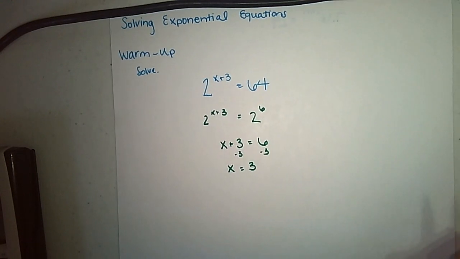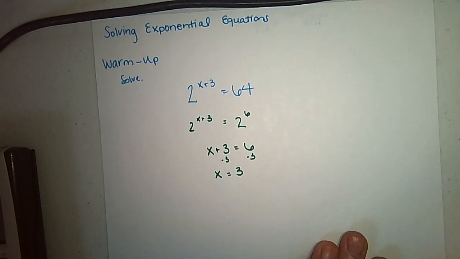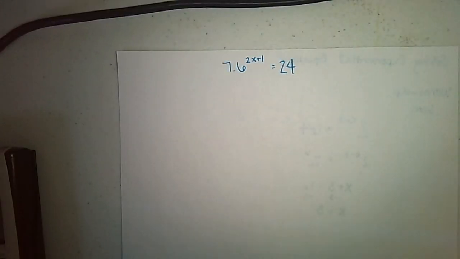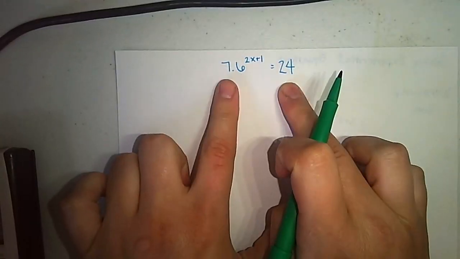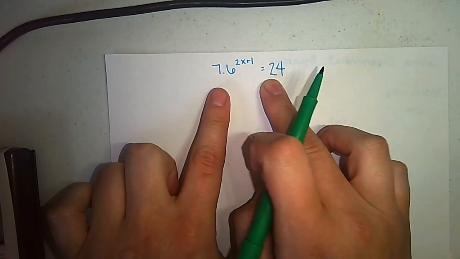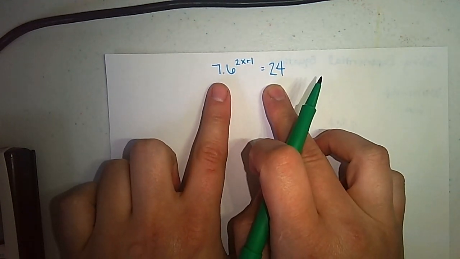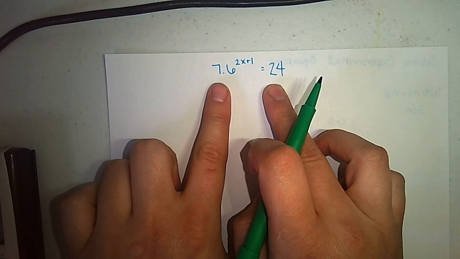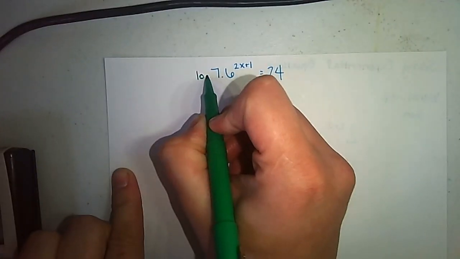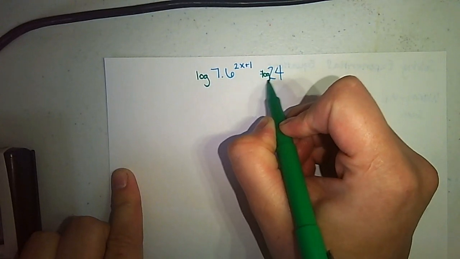All right. Today, then, we're going to look at problems where we can't get the same base. So problems like this. So we have 7.6 and 24. And again, there's no way we can get the same base for these. It's not possible, okay? So what we're going to do in order to solve these is we are going to take the common log of both sides. So I'm going to log both sides.